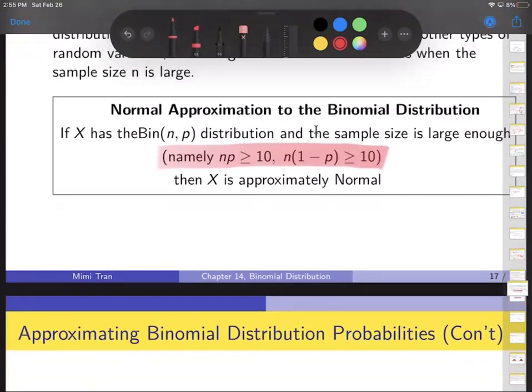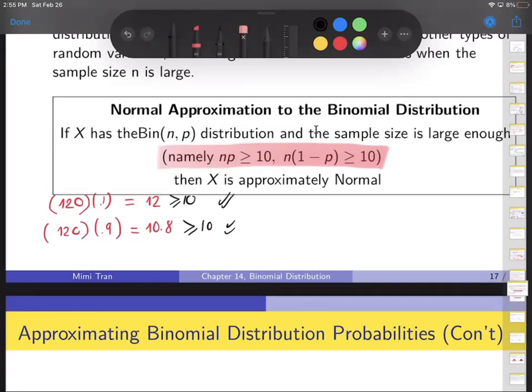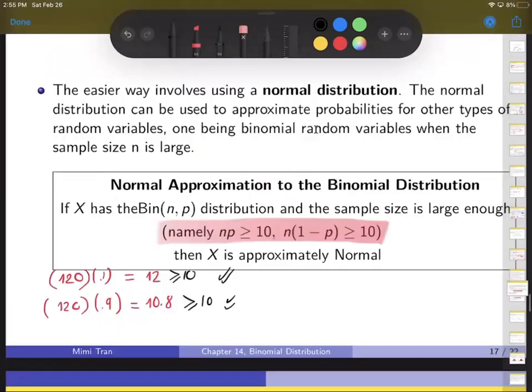In this problem, n is 120, right? The probability of success is still 10%. So 120 times 10% is 12, which is definitely greater than or equal to 10. So we're good, right? Over here is 120 times 0.9, which is 10.8. Well, that is definitely greater than or equal to 10. So yes, we can use the normal approximation instead of calculating all these out.